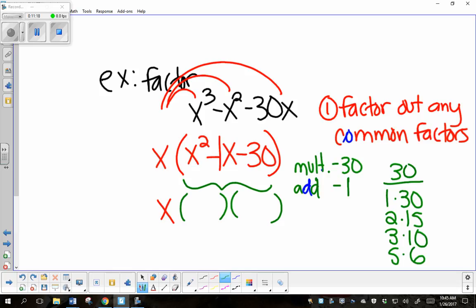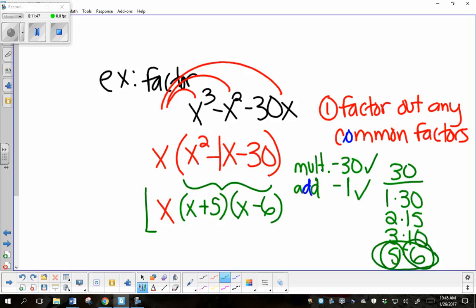So the one I'm seeing that would work is 5 and 6. If we do 5 times negative 6, that multiplies to negative 30, and 5 plus negative 6 adds up to negative 1. So I know that in those parentheses, I'm going to have an x to start off with to get us that x squared as the first term, and I'm going to have a plus 5 and a minus 6 because I used positive 5 and negative 6.